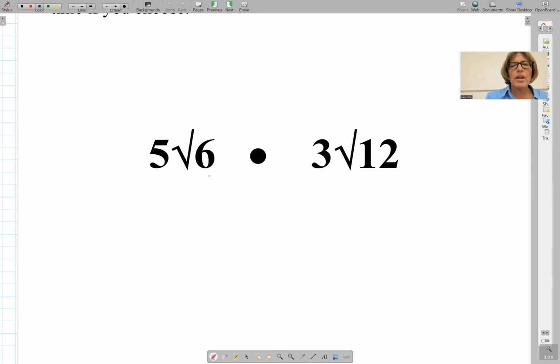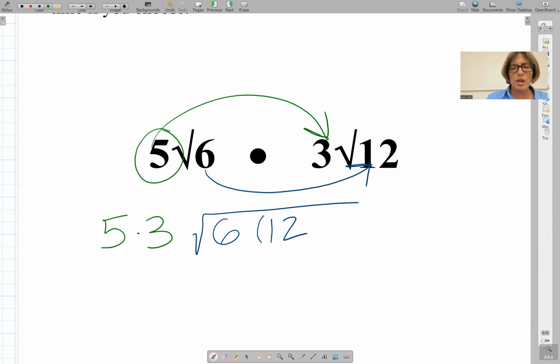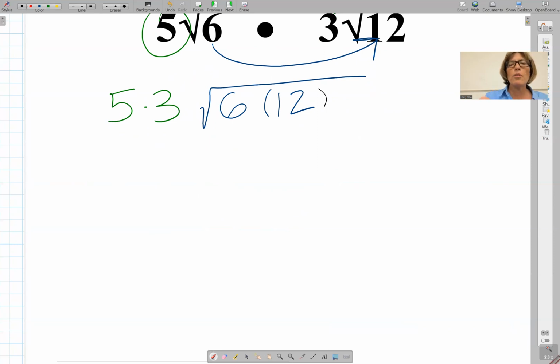Innies. You're going to be multiplying the innies. So we have a square root and we have 6 times 12. Why didn't you do 6 times 12? Because the key to multiplying is not to multiply. It's to factor. Outies. 5 times 3. Now you take the 6 and the 12, and we're going to factor both of them.